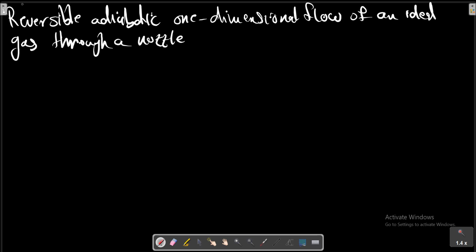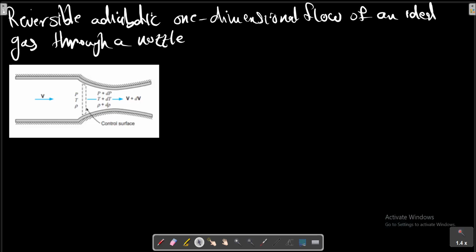A nozzle or diffuser with both a converging and diverging section is shown in this picture. The minimum cross-section area is called the throat.